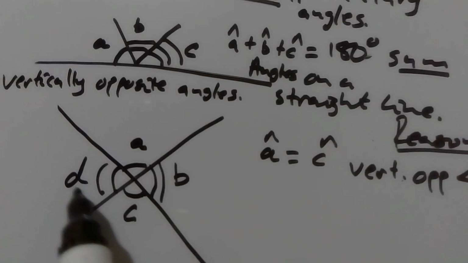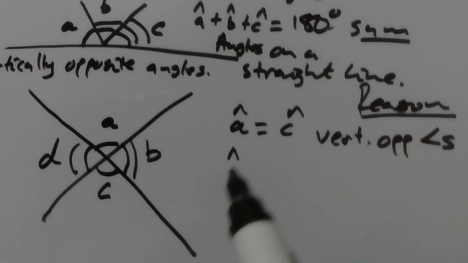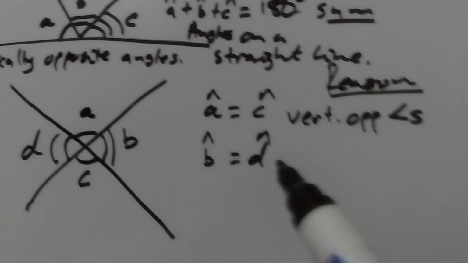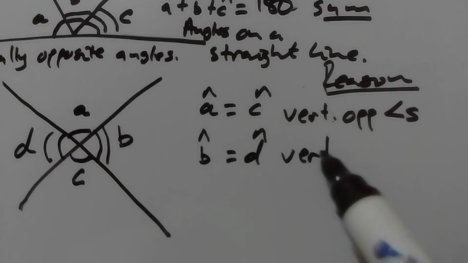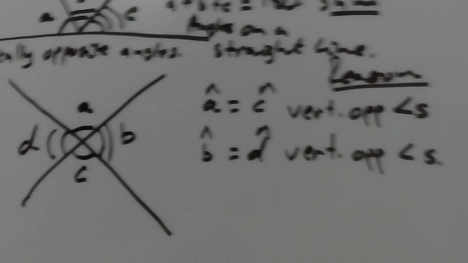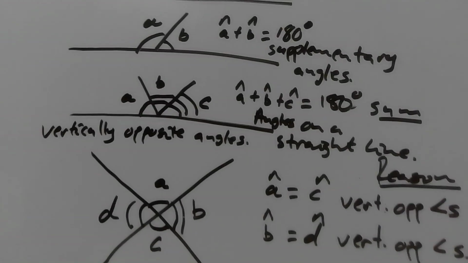Angle B, angle D. They are equal. So angle B is equal to angle D. And the same reason applies, vertically opposite angles. So that's what happens.